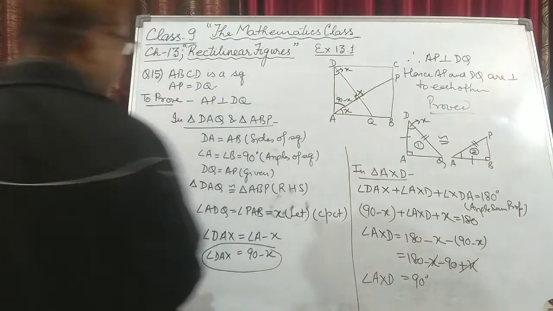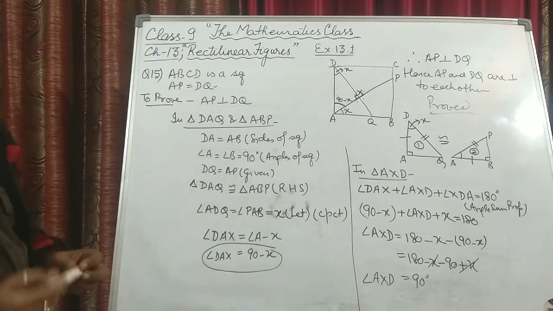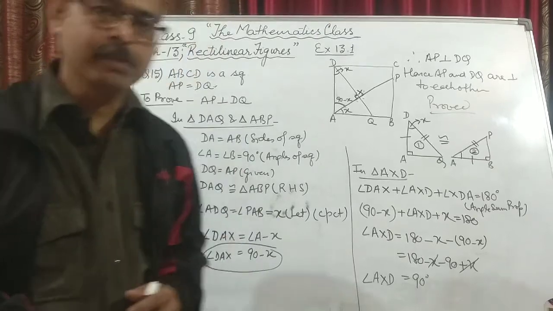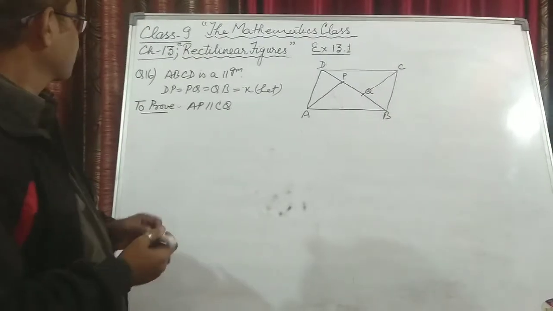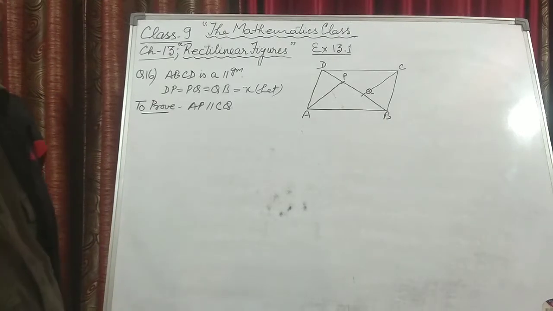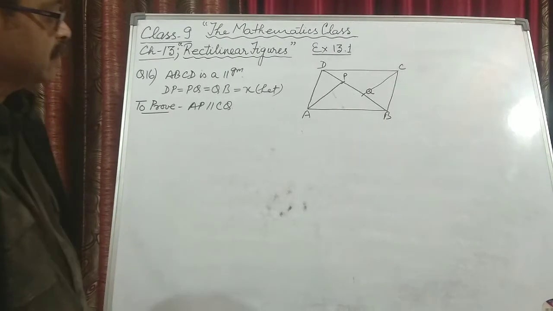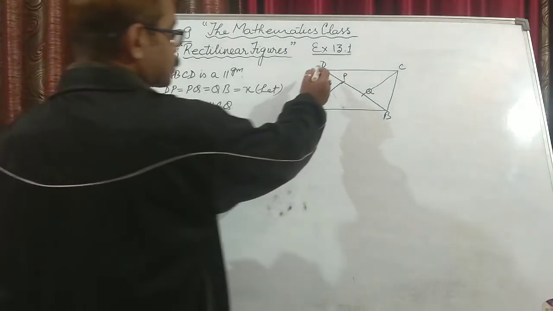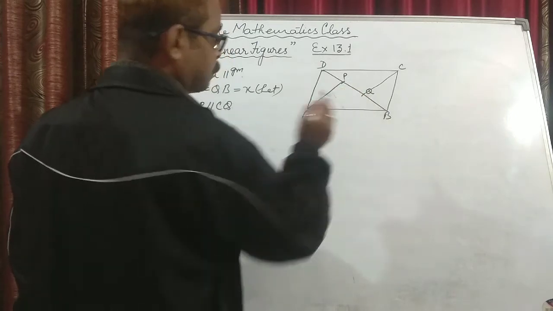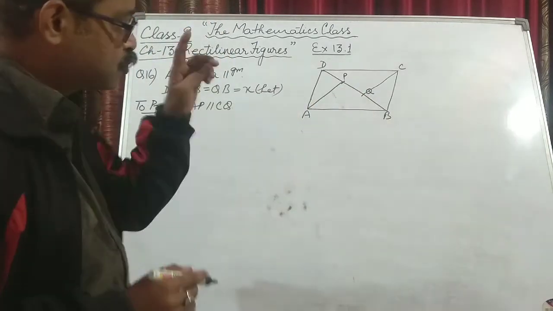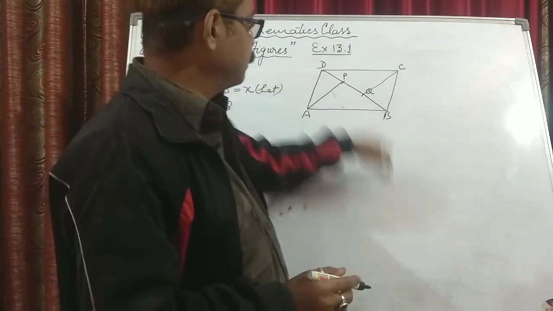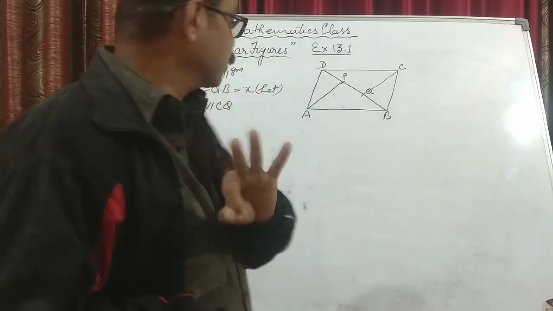That is your proof. So this is question number 15. Now we move on to the next question, question number 16. They say that if P and Q are the points of trisection of the diagonal DB of parallelogram ABCD, so this is the diagonal DB, and P and Q are the points of trisection, meaning these 2 points P and Q divide the diagonal DB into 3 equal parts.